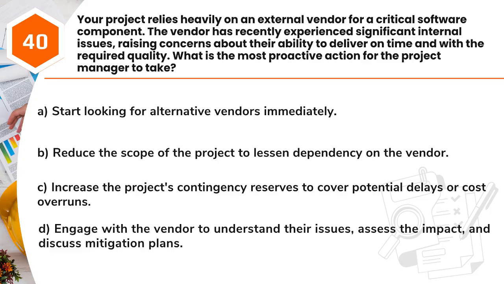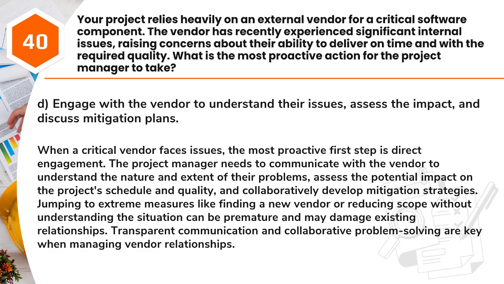A. Start looking for alternative vendors immediately. B. Reduce the scope of the project to lessen dependency on the vendor. C. Increase the project's contingency reserves to cover potential delays or cost overruns. D. Engage with the vendor to understand their issues, assess the impact, and discuss mitigation plans. Answer: D. Engage with the vendor to understand their issues, assess the impact, and discuss mitigation plans.